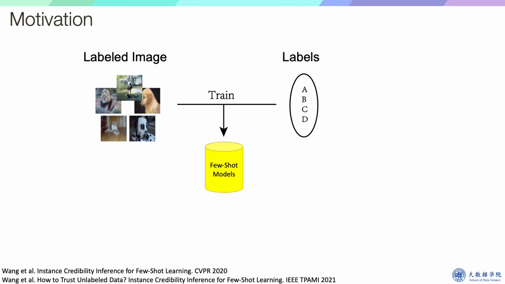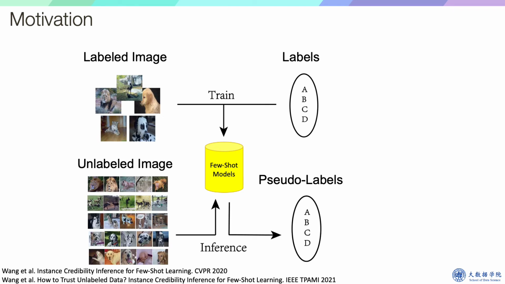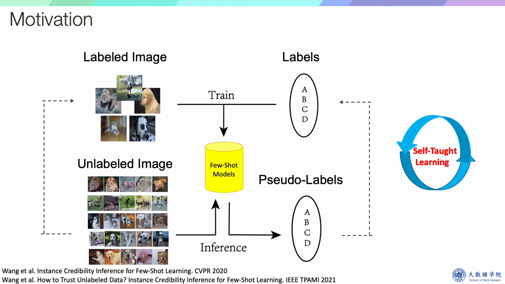First, we train the feature model with the labeled image-label pairs. Then, we infer the pseudo labels for unlabeled images. We can further train the feature models with these pseudo-labeled images. And this is the self-taught learning pipeline. The core problem is how to ensure the training with pseudo-labeled images is trustworthy, that the retraining will not damage the capacity. However, it is hard to do as the pseudo labels are very noisy. We will use the proposed ICI to ensure that this selection is credible.